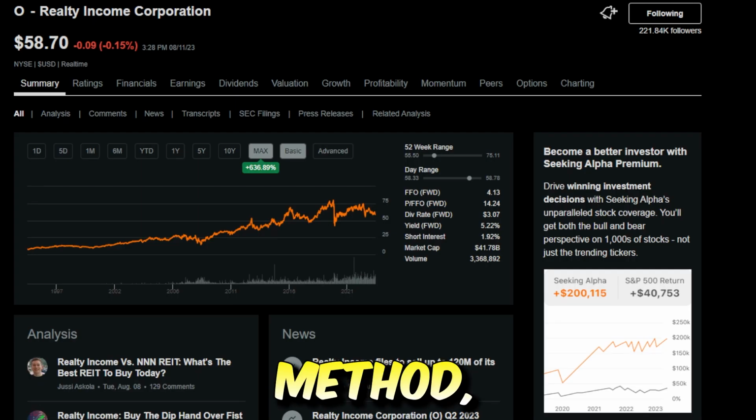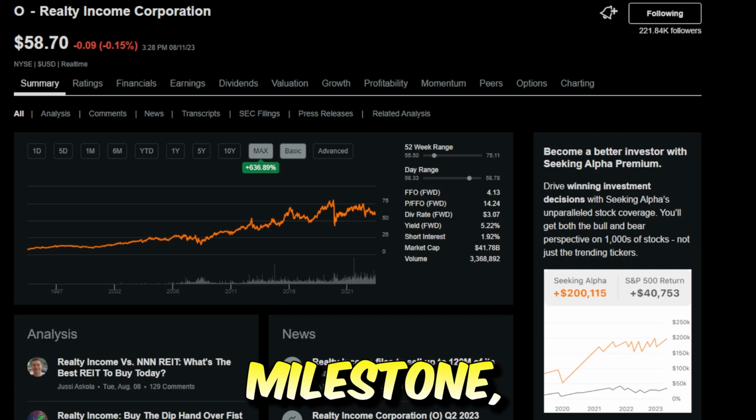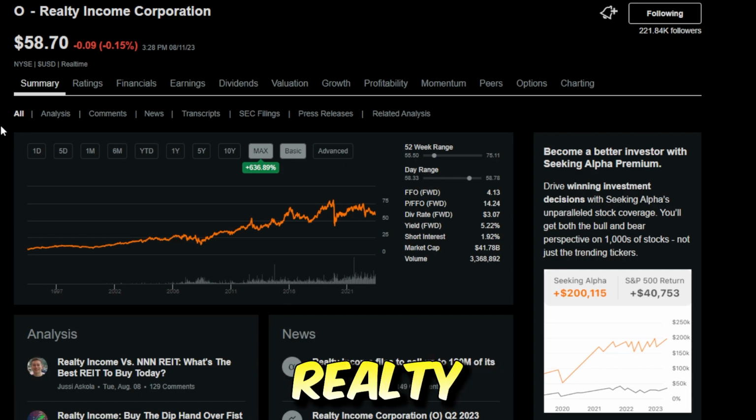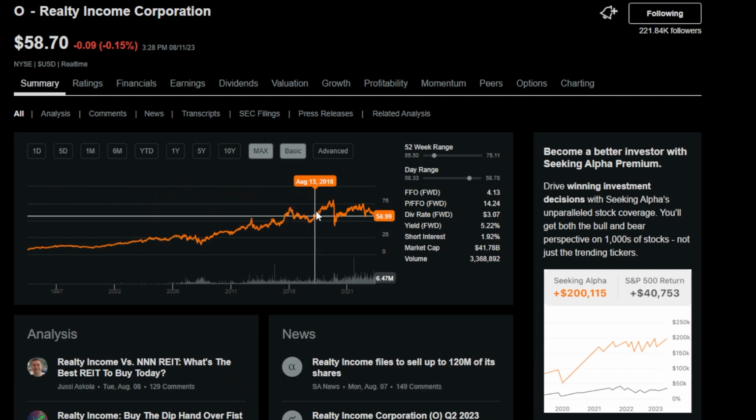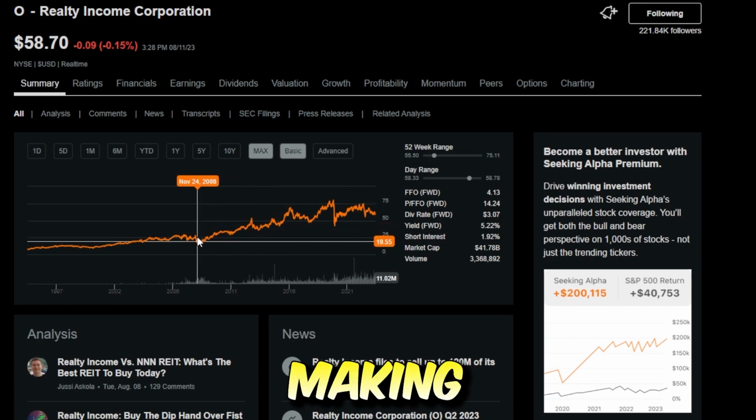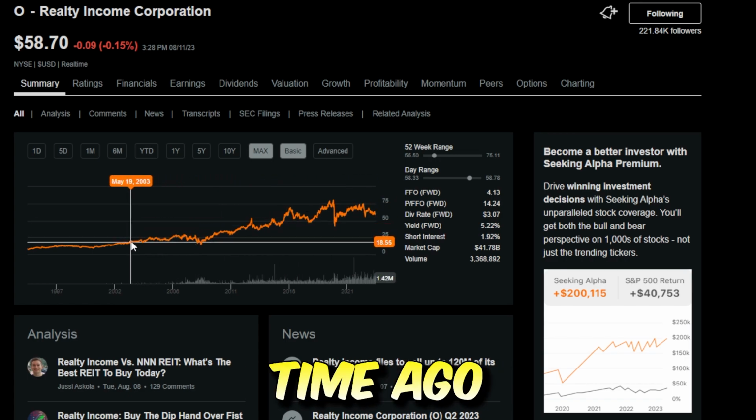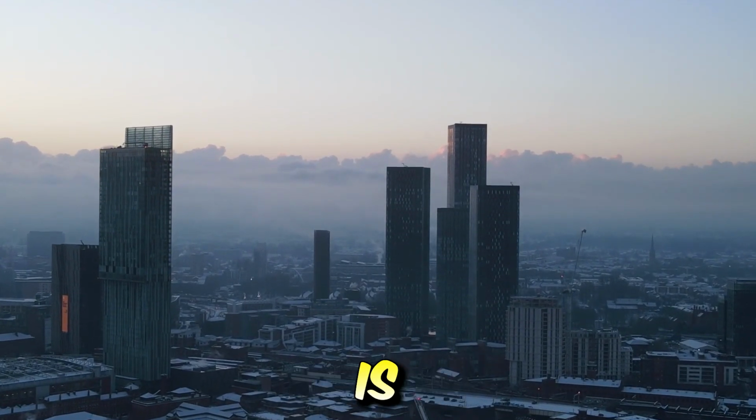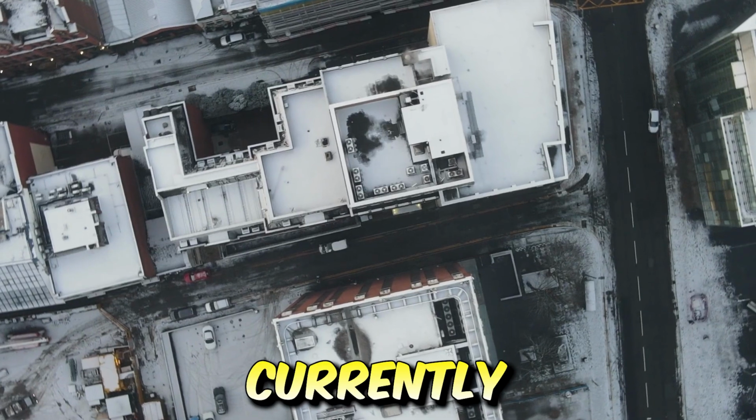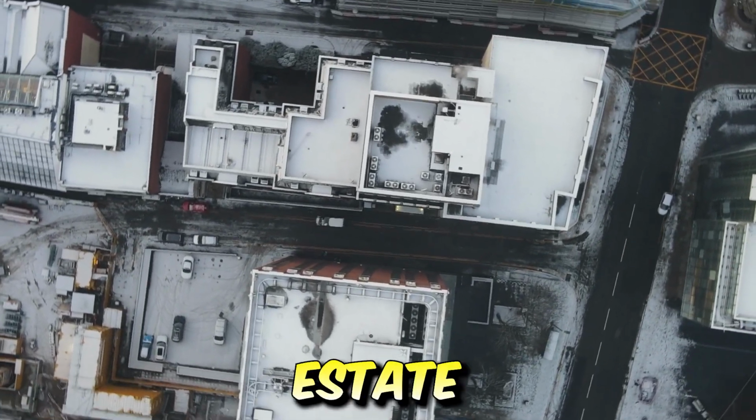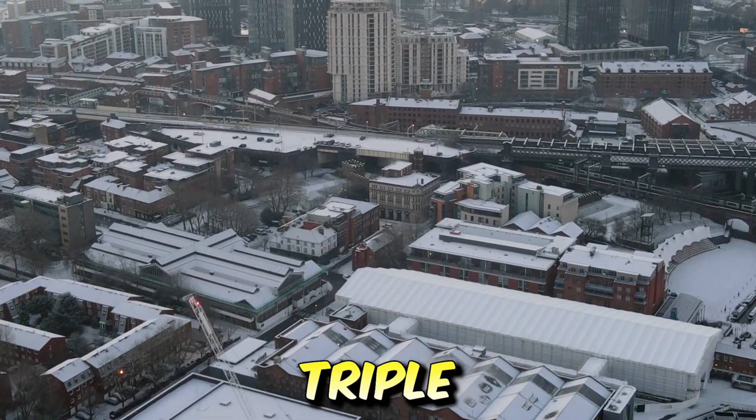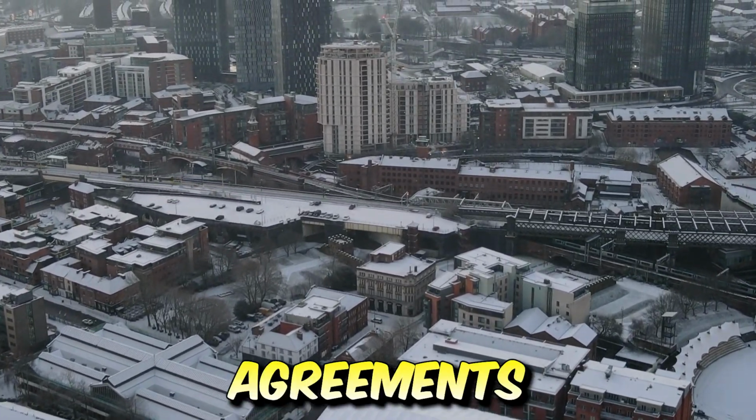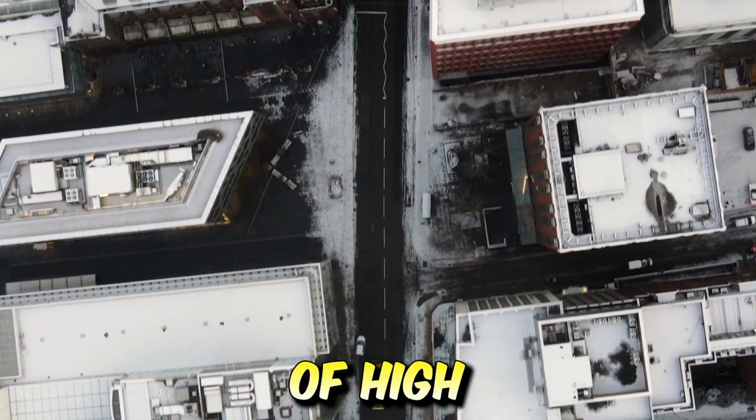Now, the next method, the next strategy that we're going to look at in order to get to that $100 per month milestone is to invest primarily in Realty Income Corporation, ticker symbol O. Just like SCHD, Realty Income has also risen in price over time, making investors that purchased it a long time ago definitely pretty happy with the way the stock has performed. If you're not aware, Realty Income is a real estate investment trust and currently owns around 13,100 real estate properties, primarily under triple net long-term lease agreements with commercial clients, and a lot of high quality clients at that.